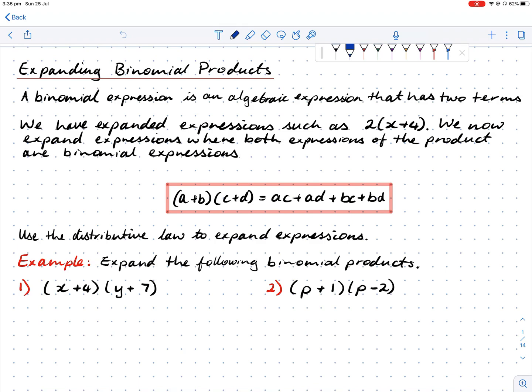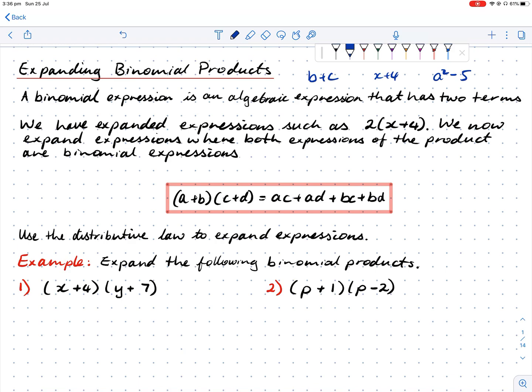When we talk about a binomial, the name binomial, bi meaning two, nomial meaning two numbers. So a binomial is an algebraic expression that has two terms in it. So it could be something like x plus 4. It could be something like a squared minus 5. It could be something like b plus c. These are all binomials because it's got two terms that are added or subtracted.